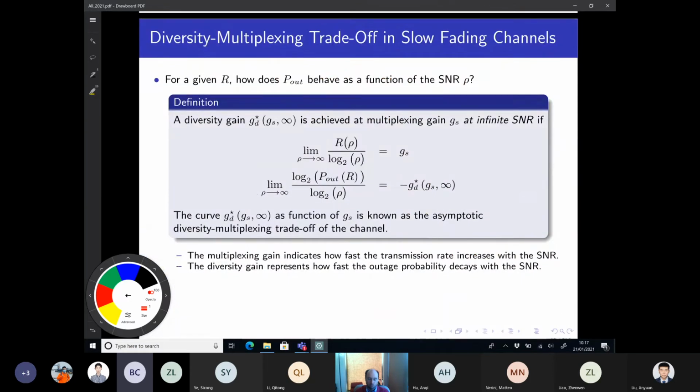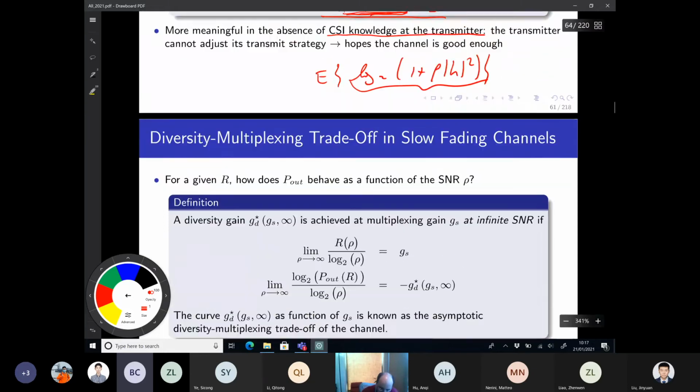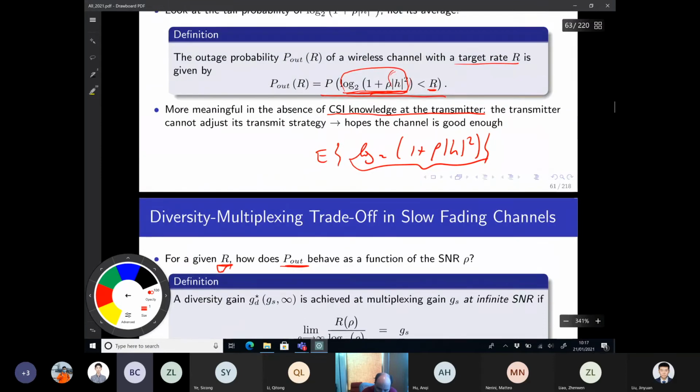Okay. So the way this is analyzed is through this notion of diversity multiplexing tradeoff, that essentially tells you, if I transmit at a certain rate R, how does my outage probability behave, and typically at high SNR, right? So if I transmit at a certain rate R, how does this expression behave? And we're going to look at this in the limit when we have a large SNR regime, right?